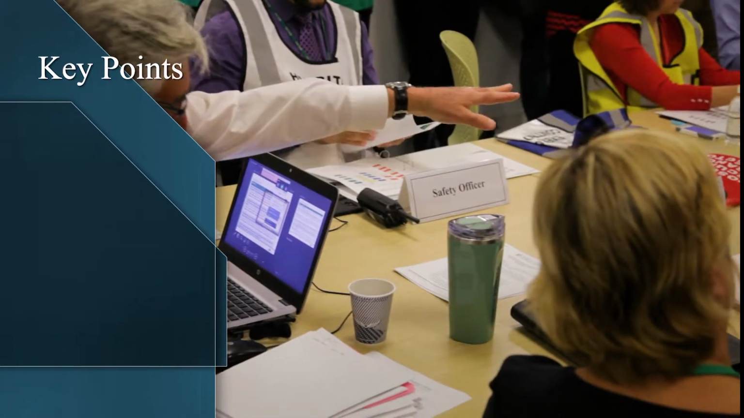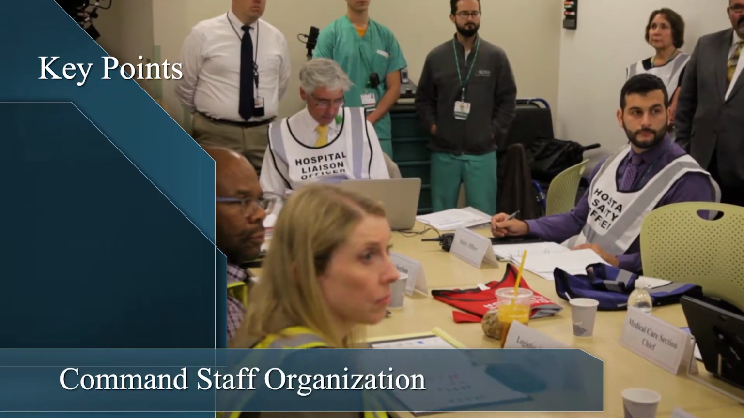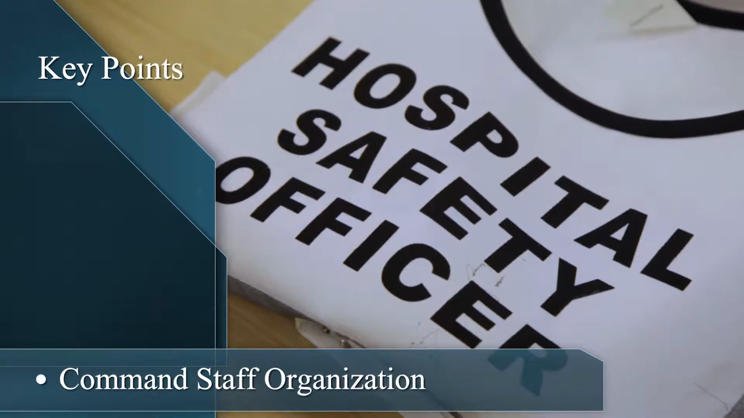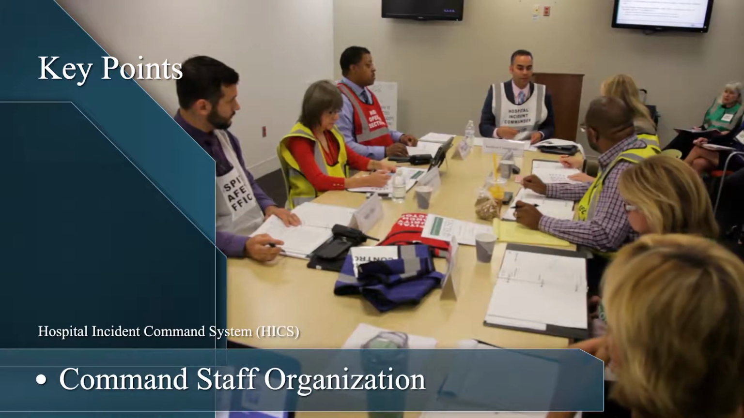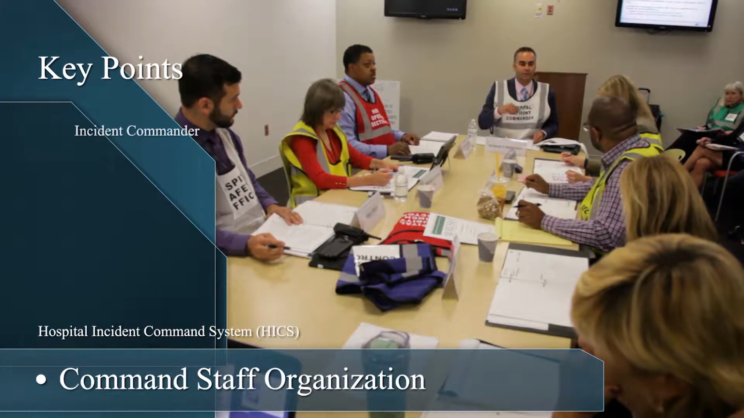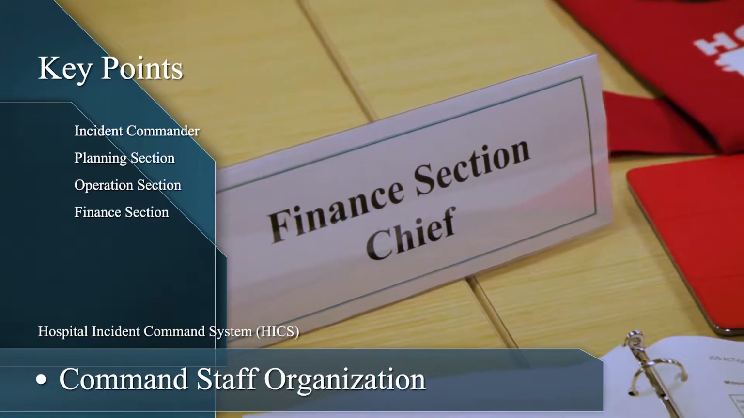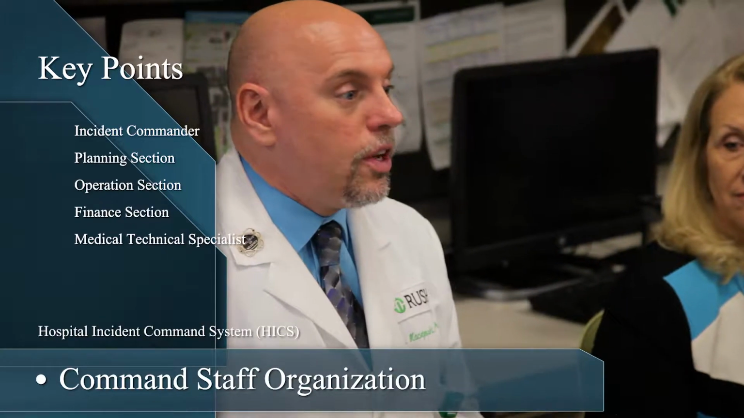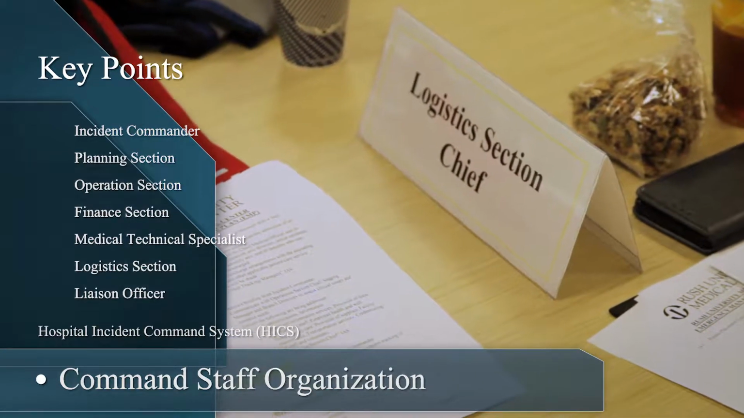Key points of this functional exercise included the following. 1. Command Staff Organization. The Rush team organized their team under the Hospital Incident Command System, or HICS. This system included an Incident Commander, Planning Section, Operations Section, Finance Section, Medical Technical Specialist from the Bone Marrow Transplant Unit, the Logistics Section, and a Liaison Officer.